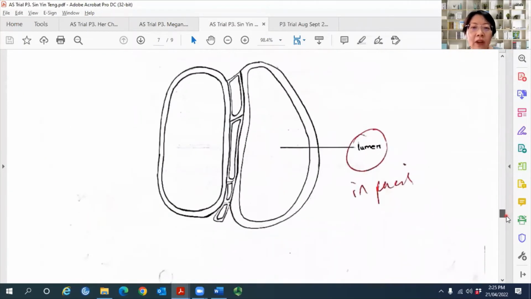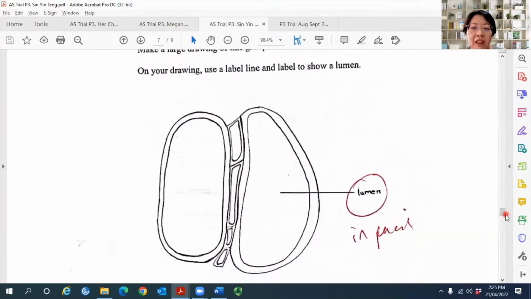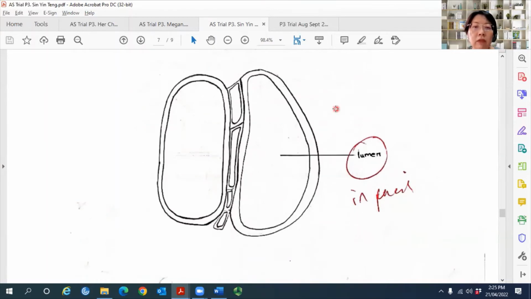Xin Yin Ting's drawing also quite good. See or not? He labeled in pen. That's why I must write in pencil. But can you see this drawing so good? Right? So 4 marks for this one. So how to get the 4 marks? So let's check.